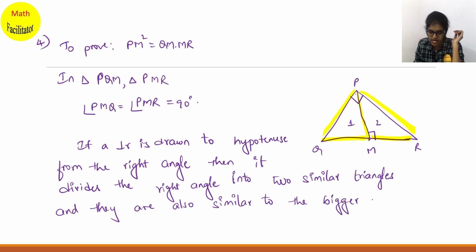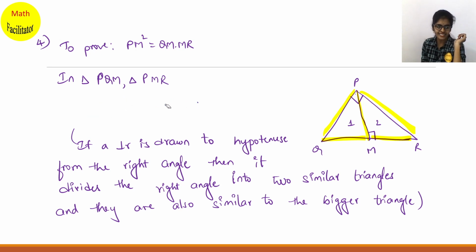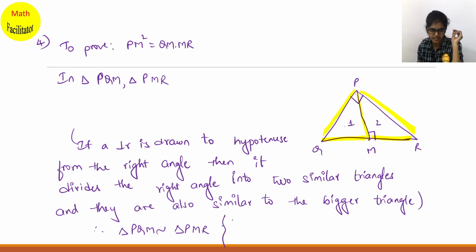This is the statement. Don't worry, I'll also prove the statement. If you want, you can use this, otherwise we shall prove it. So how are we going to prove? If you directly take the statement, you can say that triangle PQM, this triangle 1, is similar to triangle 2, which implies PM by QM.